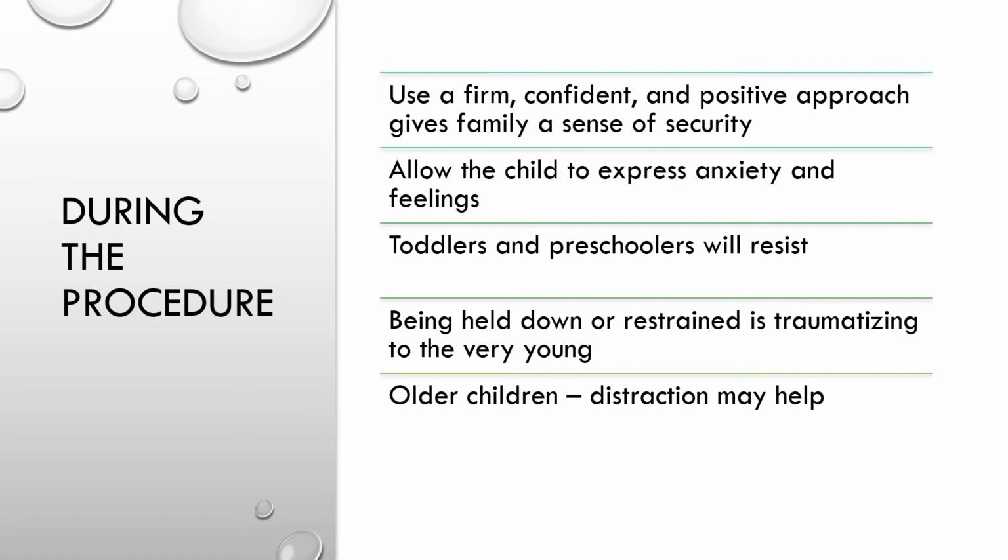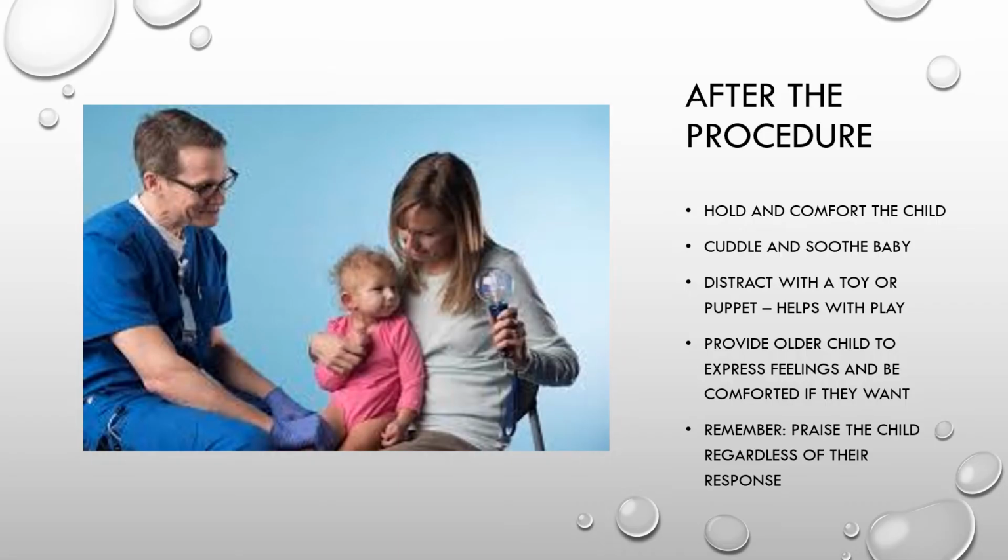And then older children, distraction can be very helpful during the procedure. After the procedure, hopefully mom and dad or the caretaker are there and they can hold and comfort that child. They can cuddle or soothe that baby. If they aren't, that's when that nurse can maybe step in and do those things. Distracting with a toy or a puppet can help with play, especially if it's 7, 8, 9-year-olds, right? That might distract them from the emotions that they're feeling.